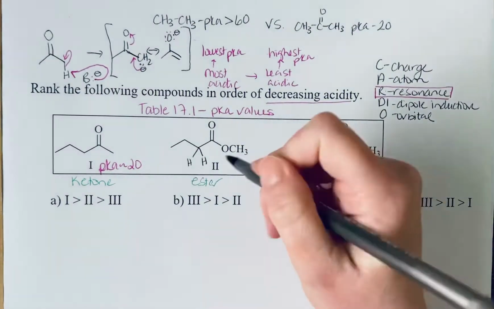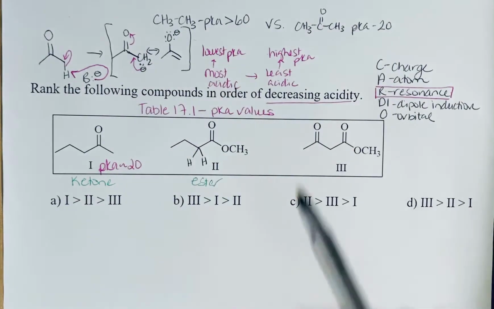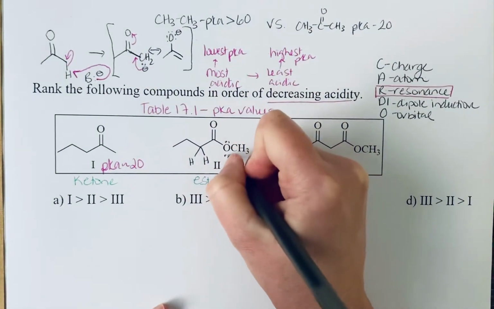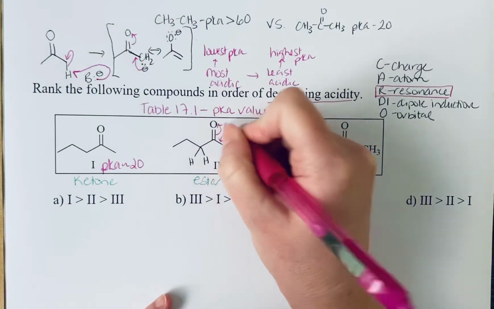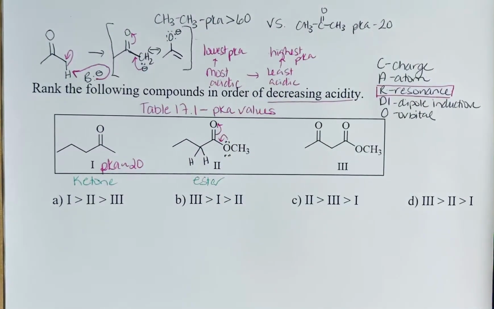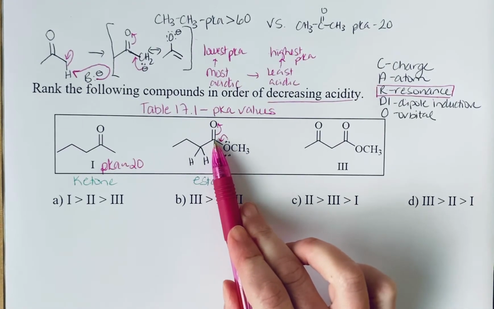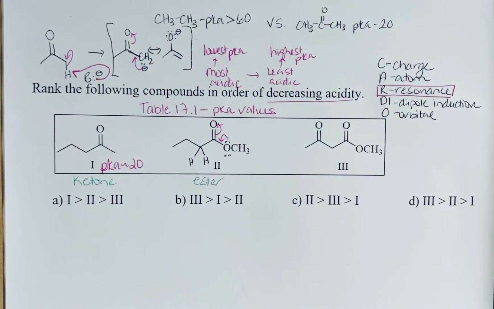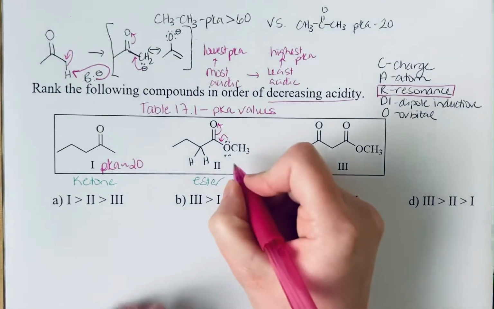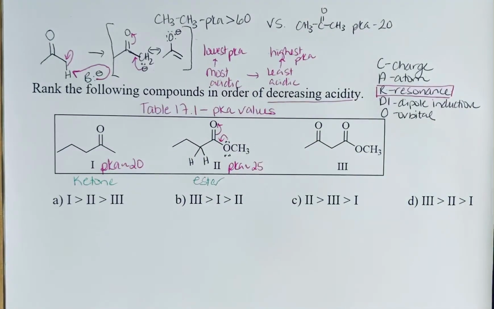You would still have the same sort of resonance, just a little bit less of it with an ester, because on the other side of the carbonyl you've also got resonance with the electrons on the oxygen. That means this carbonyl is not as available to stabilize the negative charge as it is in a ketone. If you're looking at the alpha hydrogens on an ester, you've got a pKa of about 25. So still a lot more acidic than an alkane, but not as acidic as the ketone.